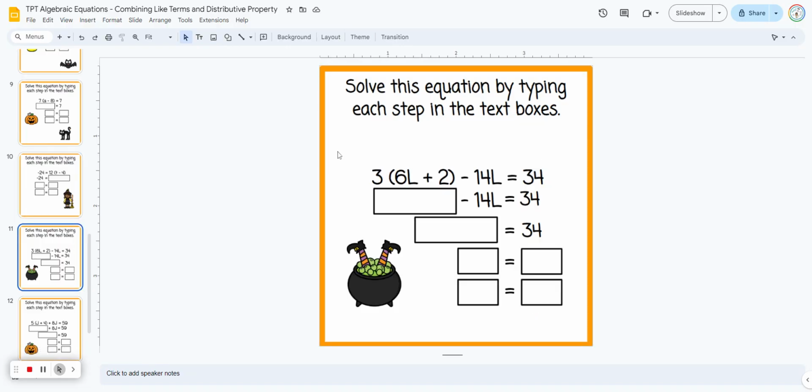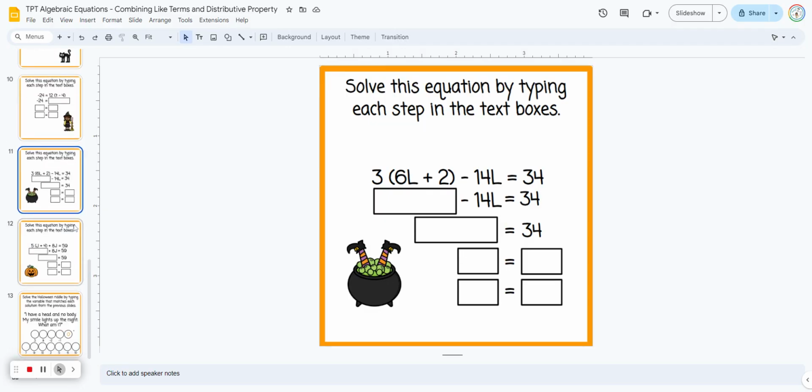And then we're going to get some problems with combining like terms and distributive property. So here they're going to distribute first and then combine like terms and then go ahead and solve their equation.